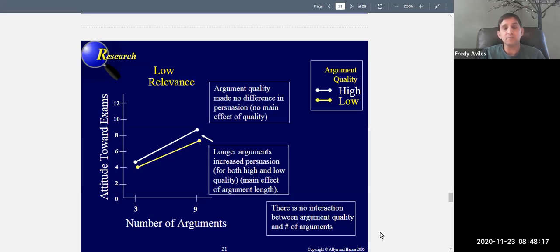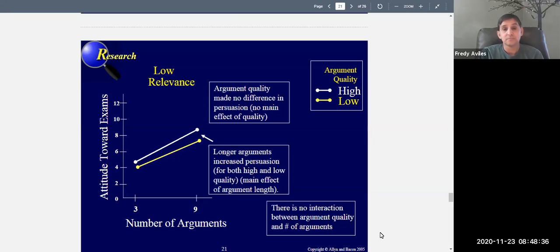So argument quality made no difference. People are not really thinking, right? Number of arguments did make a difference. It appears that it's a better argument when you have more things to say, but that's just the length of the argument, not really the quality. Okay, so that's interesting. Under low relevance, that's what happens.